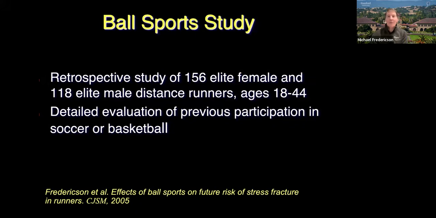So I did something similar. We held the USA Track and Field National Championships at Stanford in 2002 and then again in 2023. So I had access to these high-end athletes, and I basically repeated that same study, but now with these elite runners. We had 156 elite female and 118 elite male runners. We asked them a lot of questions, but particularly about their previous participation in soccer or basketball.